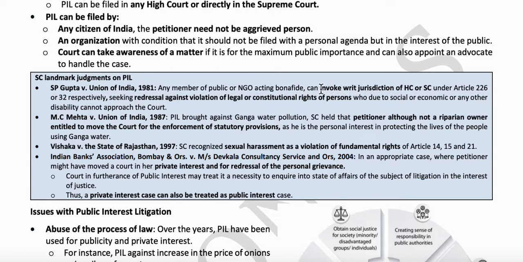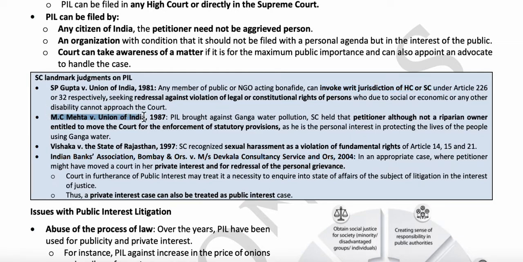Anybody can invoke writ jurisdiction of the Supreme Court or High Court. Okay, and Article 32 is the right to constitutional remedies. So under this case, the Supreme Court has stated that any person can appeal to the jurisdiction under Article 226 for the High Court or Article 32 for the Supreme Court.